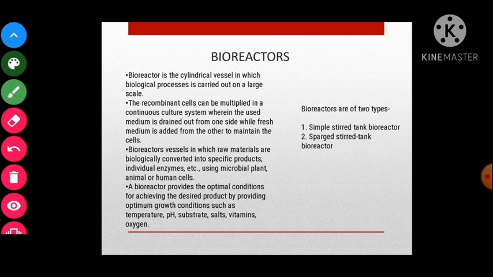A bioreactor provides the optimal condition for achieving the desired product by providing optimum growth conditions like temperature, pH, substrate, salt, vitamins, and oxygen. The cells can also be multiplied in a continuous culture system. In this, the used medium is drained out from one side while the fresh medium is added from the other side to maintain the cells in their physiologically most active phase. This type of culturing method produces a large biomass leading to a high yield of the desired protein.